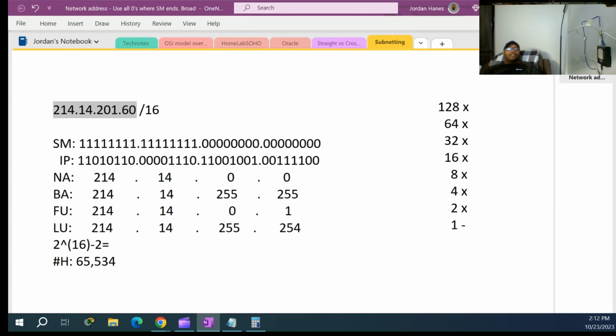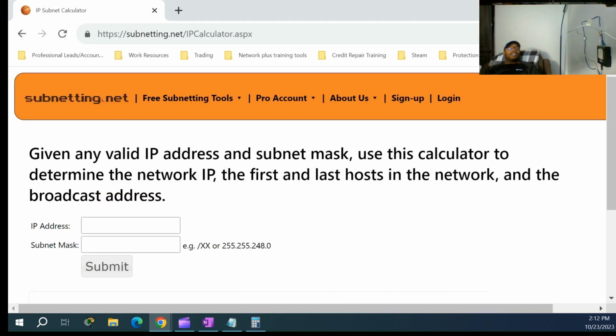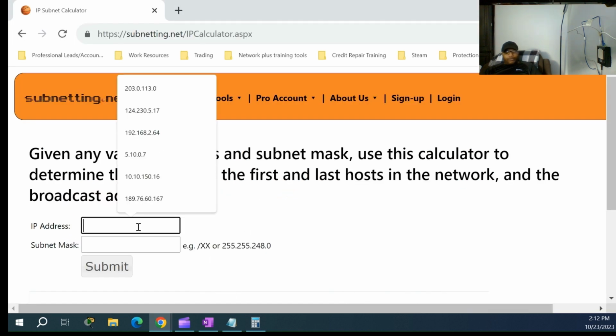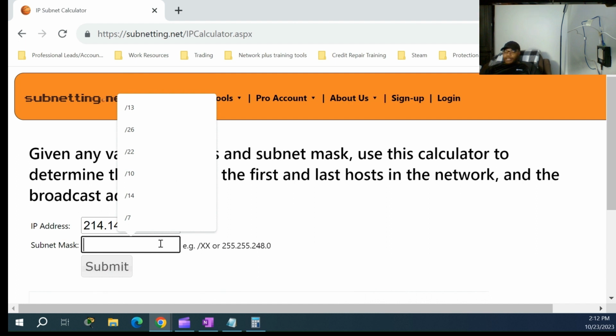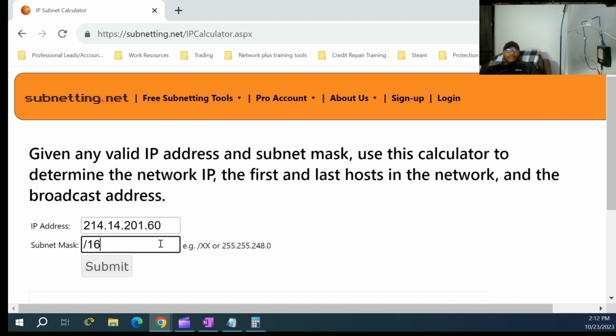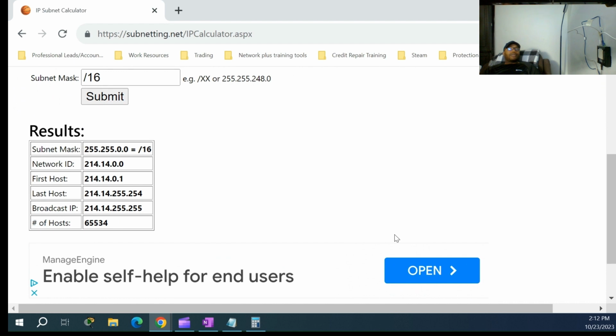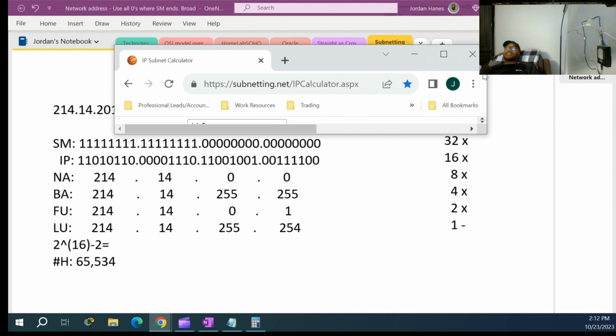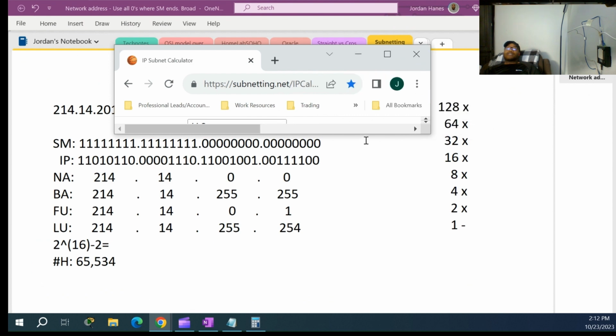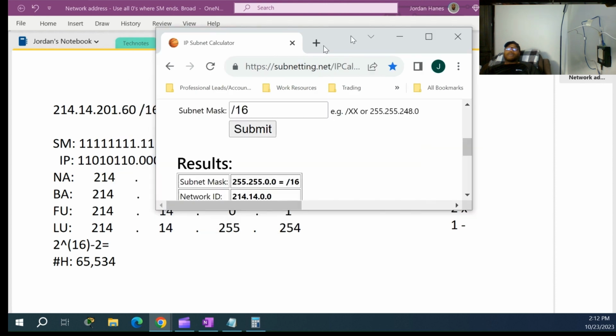Copy, or you can just Control C everything. Control C, Control V. Pretty sure everyone's familiar with those. And Control V. And then we had a /16, I think. And the results. Let's see if I can make this smaller. Yep, okay.